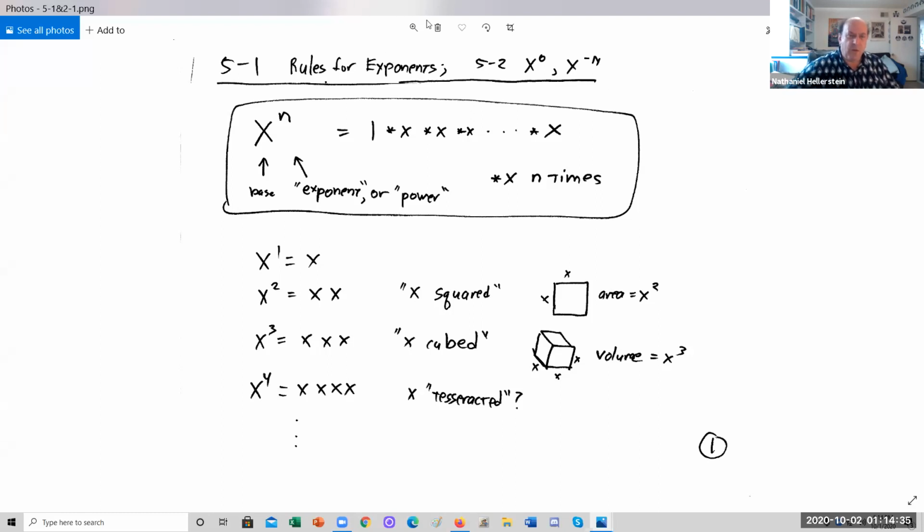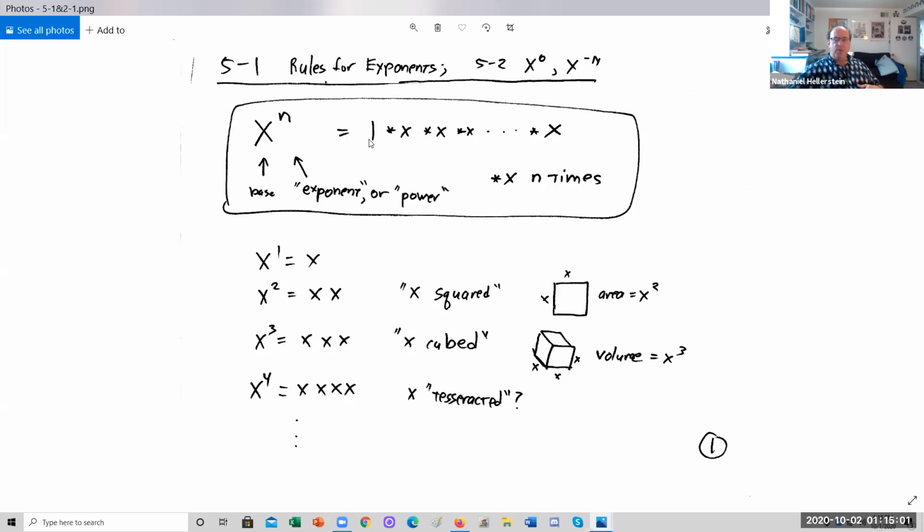Today we do 5-1, rules for exponents, and 5-2, x to a 0 power, x to a negative power. Okay, we start off with x to a power n. N will be a positive whole number. Later, we'll do 0 and negative powers, and somewhat after that, we'll do fractional powers. But anyhow, x to a power n. X is called the base, n is called the exponent or power.